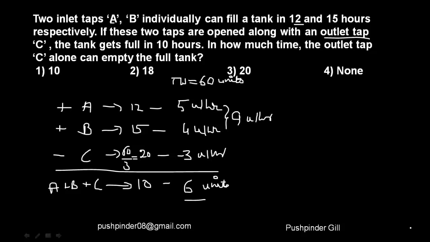Let me just take a quick recap. A can finish in 12 hours, B can finish in 15 hours, and all of them can fill it in 10 hours. So total work is equal to 60 units. A finishes 5 units every hour, B finishes 4 units every hour, and all of them finish 6 units every hour. So if we add A and B's units, it comes out to 9, but the total is 6. That means C must be emptying 3 units every hour. Now C is emptying 3 units every hour. To empty 60 units, it is going to take 20 hours.